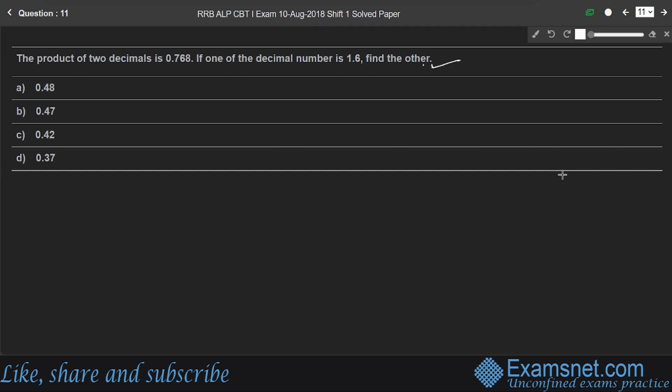Question number 11. The product of two decimals is 0.768. If one of the decimal numbers is 1.6, find the other. Very simple question. We have to find the other decimal number. Let it be x. The product of two decimals: one decimal is x, the other decimal is 1.6. One of the decimals is given here, 1.6, and their product is 0.768. Find the other means, what is the value of x?